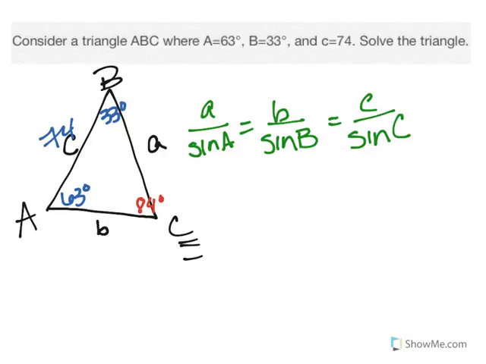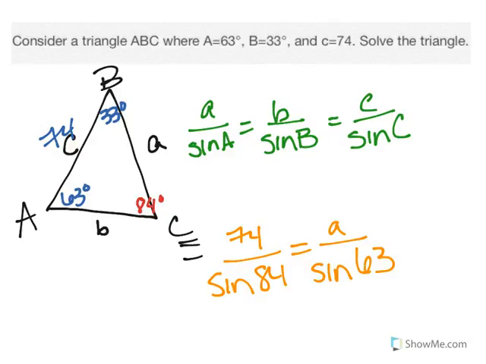So we need to solve for sides a and b. You want to set up a proportion, and you need to know one side and one corresponding angle. So now we know side c and angle C. So I'm going to say 74, which is side c, over sine of 84 equals, let's solve for a, so we'll have a over sine of 63.